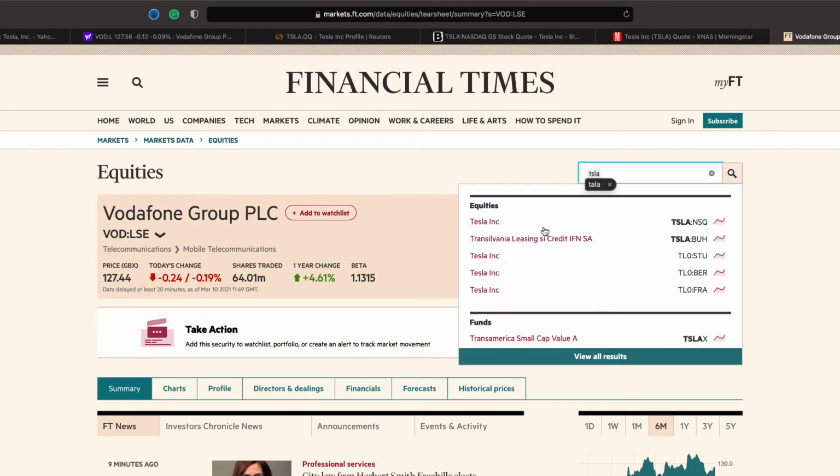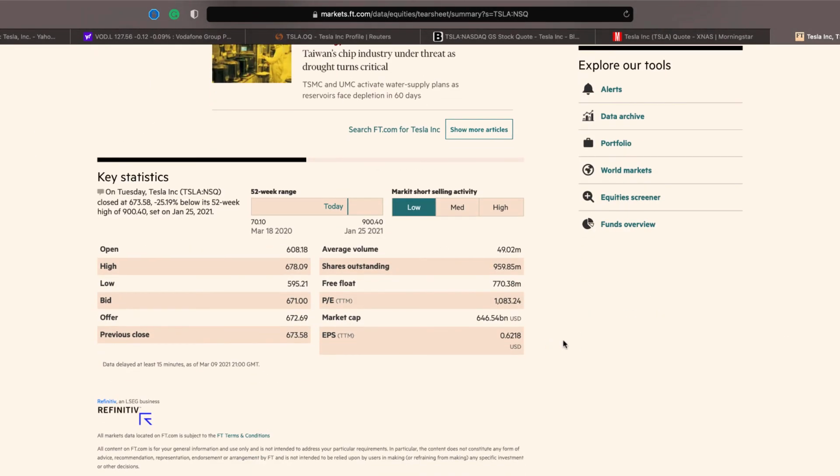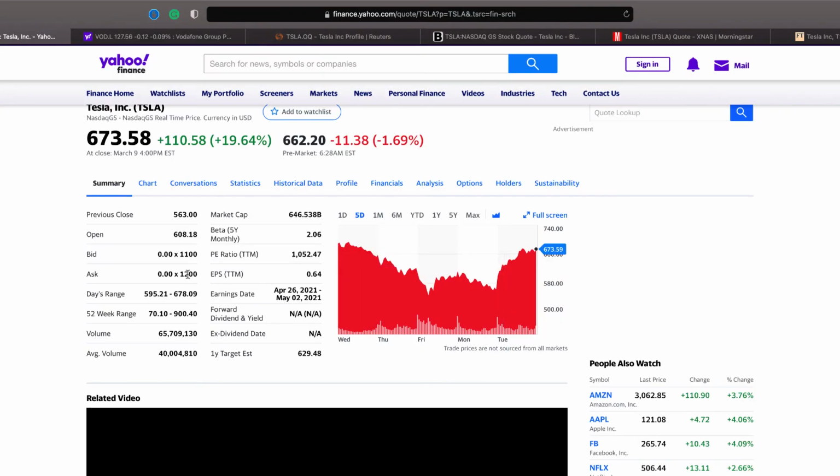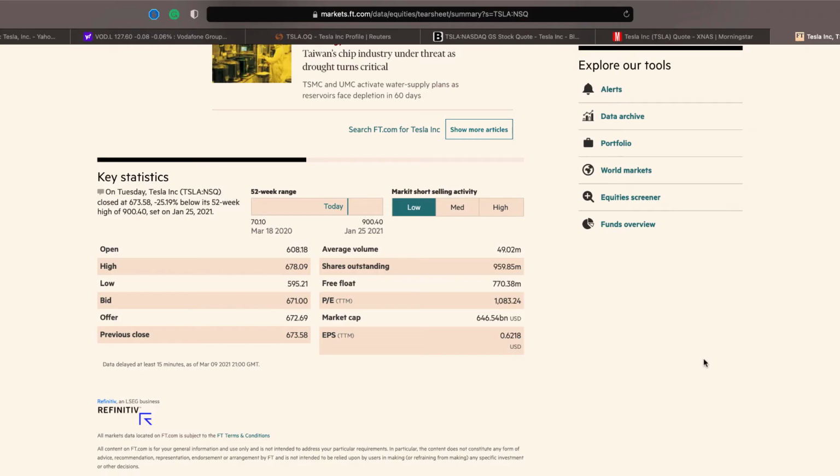Anyway, so wrong stock. We're looking at Tesla. So let's pop into Tesla. We want the PE ratio, 1083.24. Different, right? So 1052.47 according to Yahoo Finance, 911 according to Bloomberg, and 1083.24 according to the FT. And this is actually interesting because the FT is telling us that they're basing it on TTM, or trailing 12 months. So fascinating, isn't it?